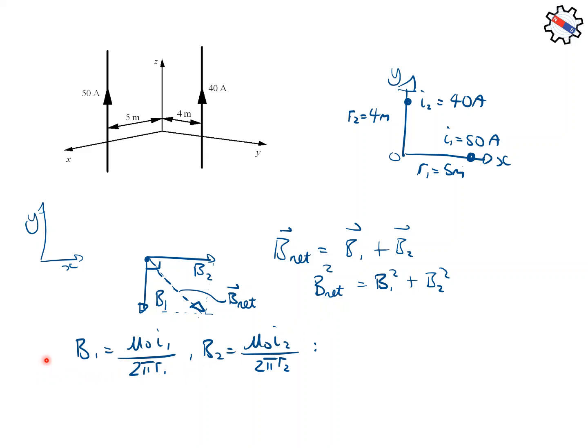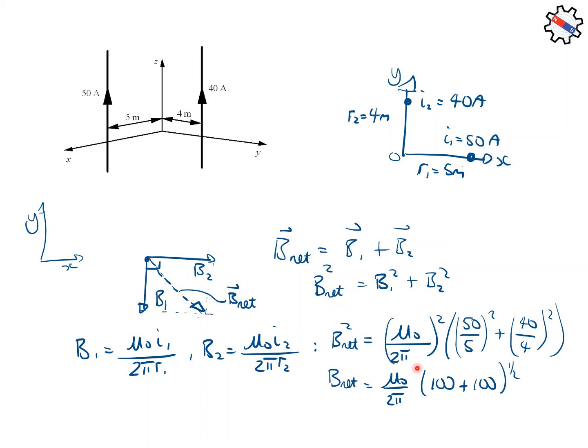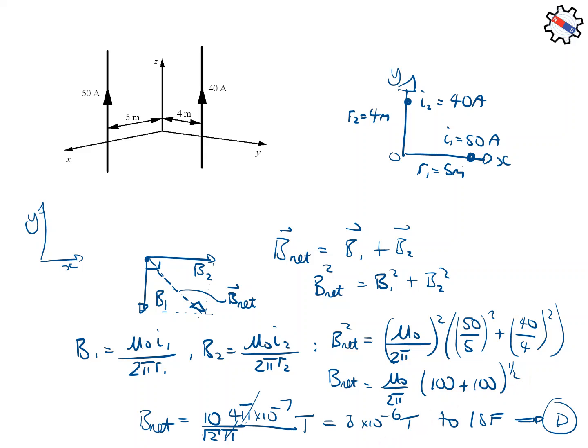We need to find the values of B's, of course, and there they are for the two of them. mu naught I1 over 2 pi R1, mu naught I2 over 2 pi R2. Now we can add those together, or the squares of them together. And we get that. We can take mu naught over 2 pi root with that, and just adding 100 to 100 square roots, and the answer turns out to be 3 times 10 to the minus 6 Tesla. So that's answer D.